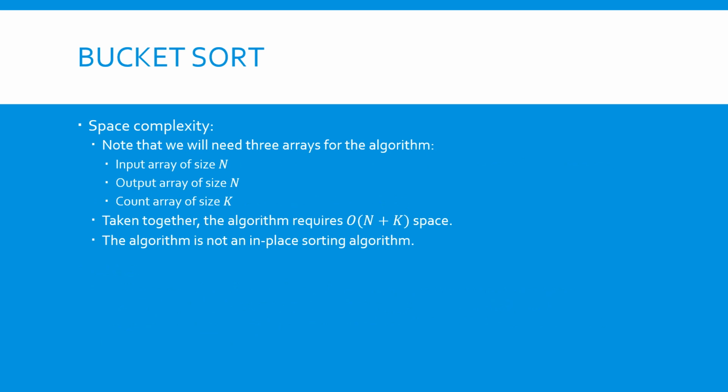Finally, for the space complexity, note that the algorithm uses 3 arrays. They are the input array A, the output array O, and the counter array C. Adding up their sizes, the space complexity is also O(n plus k). Therefore, the bucket sort algorithm is not in place.